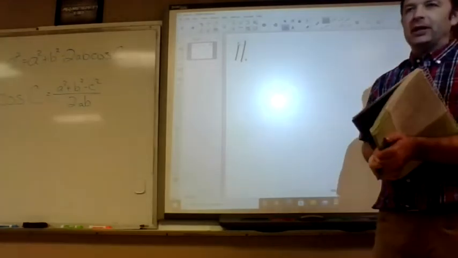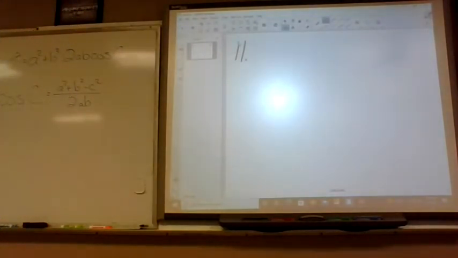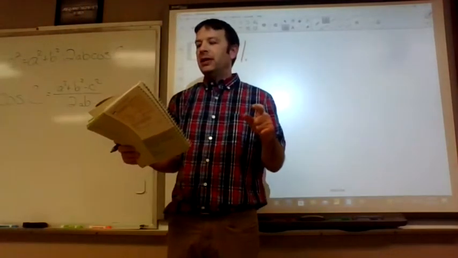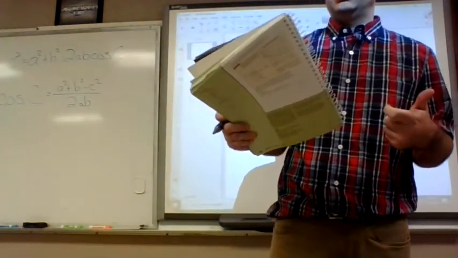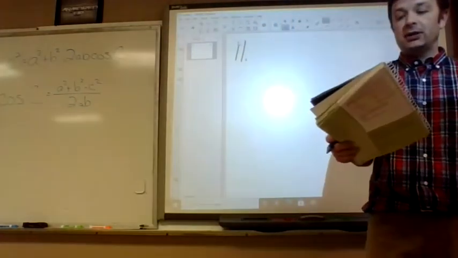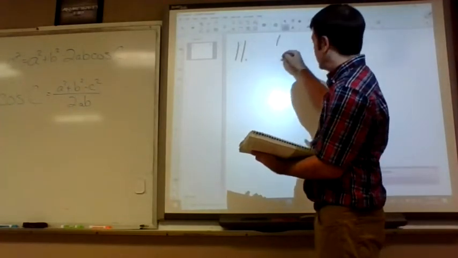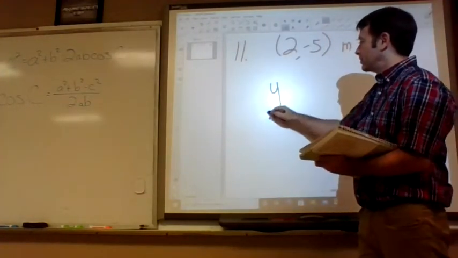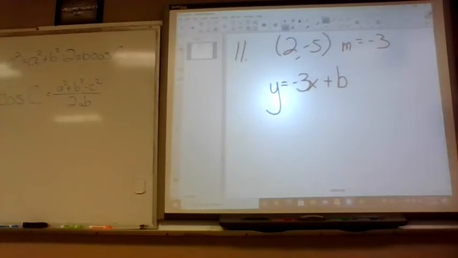So on number 11, how's this different from number 1? The difference is they're telling us a random point on the line, not the y-intercept. (2, -5) is not the y-intercept, it's just some point on the line. But they do still tell us the slope. So what I know so far: (2, -5) is a point on the line. Slope is -3. So y equals -3x, but I do not yet know the y-intercept, the b value.